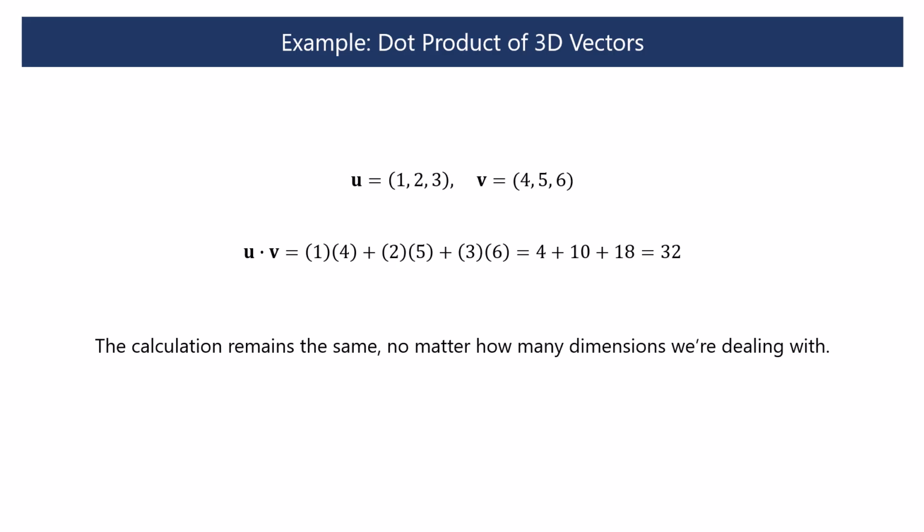Now, let's look at an example involving three-dimensional vectors. Even though we've added a dimension, the logic behind the dot product remains exactly the same. Let's consider the three-dimensional vectors u and v. The dot product is calculated in this way. Again, we multiply each pair of components and add the results. The result is a scalar, and in this case, it is 32. What is powerful about the dot product is that the calculation remains the same, no matter how many dimensions we are dealing with.